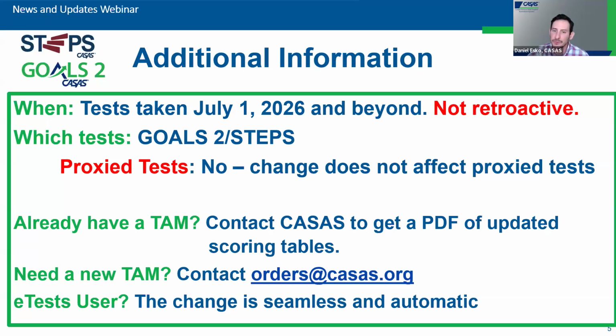If you already have a TAM, we will be providing a PDF of the updated scoring tables, so you don't need to order a new TAM. You'll be able to have that digitally, and you can just print it out if you need it printed. If you do need a new TAM, they will be updated, and you can contact orders@costas.org for that. And if you're an e-test user, it is a seamless change, so it will just be applied July 1st and going forward, and will be all automatic.